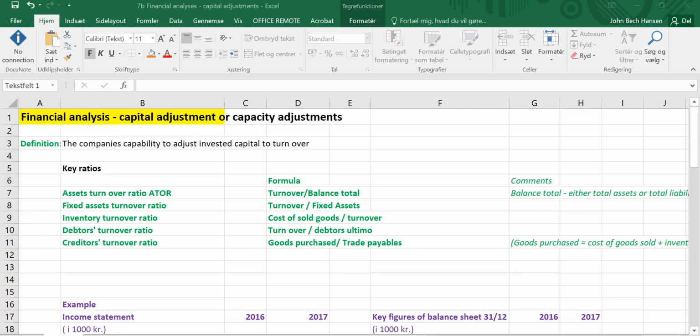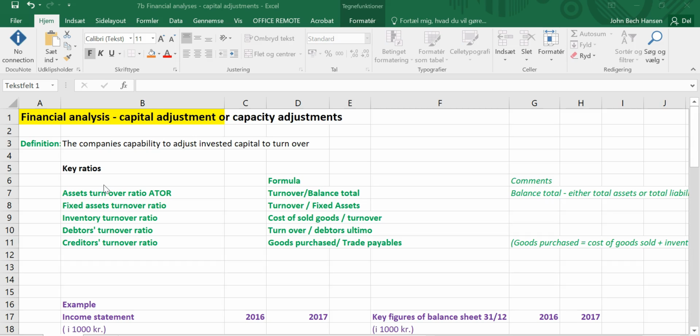So when we talk about the key ratios, you can see here that what we are doing is to compare the activity level measured by turnover towards the total investments in the company measured by the balance total. This is what we call the assets turnover ratio. And it's giving an overview of the ratio of the invested capital measured against the turnover.